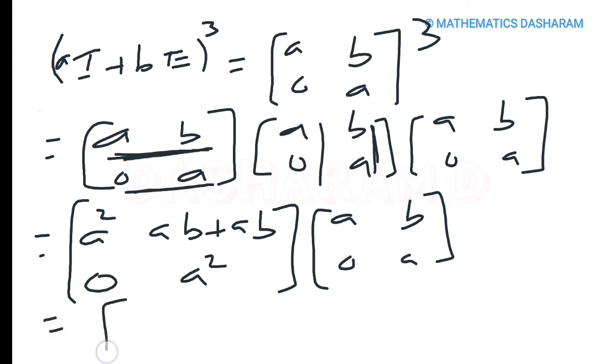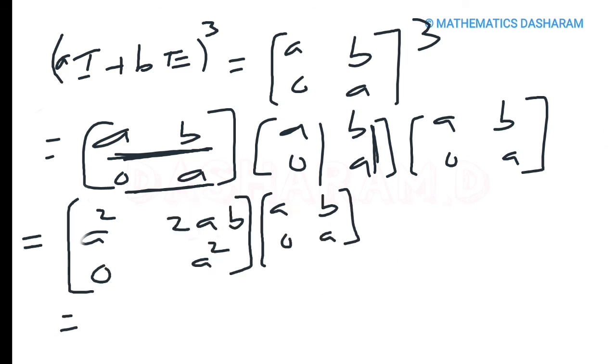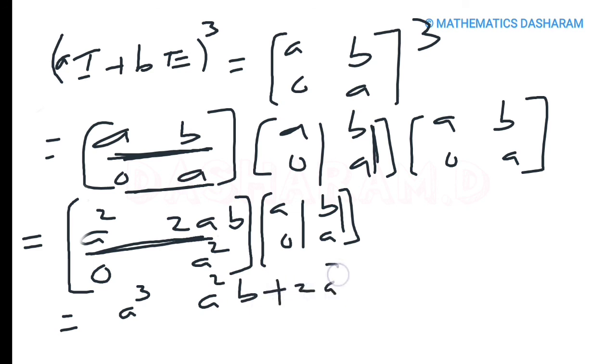Now multiply these two matrices. First row, first column. So here first we have to simplify this: AB plus AB is 2AB. So here first row, first column: A square into A is A cube, 2AB into 0 is 0. First row, second column: A square into B is A square B plus 2AB into A is 2A square B. Next, second row, first column: 0 into A square, plus A square into 0, is 0. Next, 0 into B is 0, A square into A is A cube.